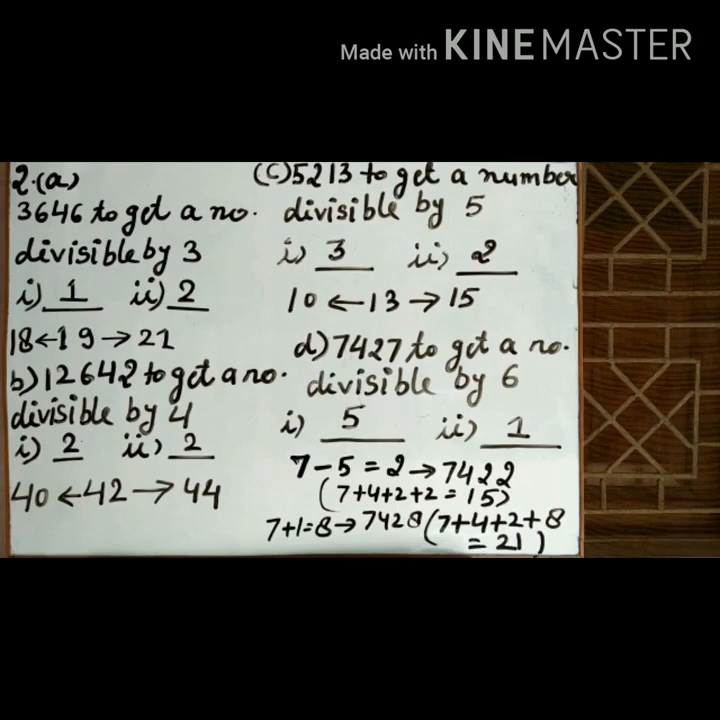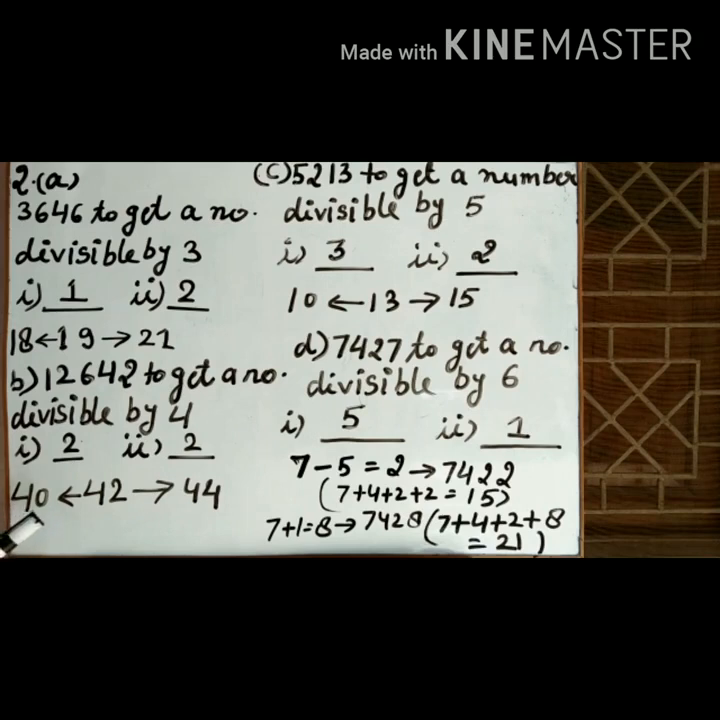Now, B. 12,642 to get a number divisible by 4. What is the rule of 4? If the last two digits are divisible by 4. Let's check. The last two digits are 42. What is the number just before 42 which is divisible by 4? That is 40. 40 is the number which is divisible by 4.